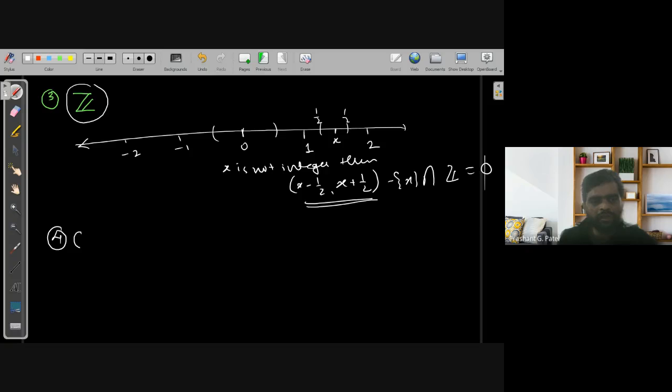Let's take the next example, Q, the set of all rational numbers. What are the limit points of the rational numbers?